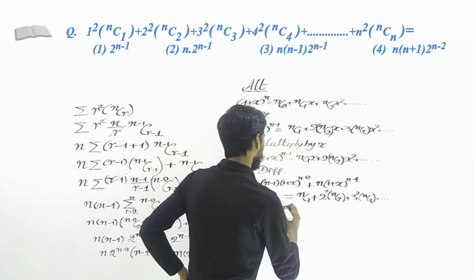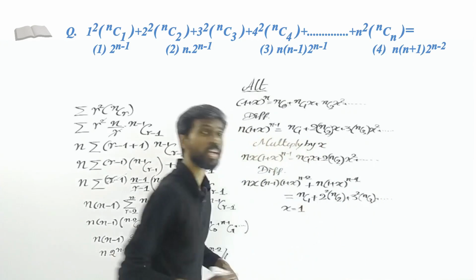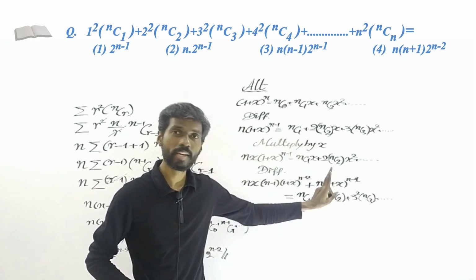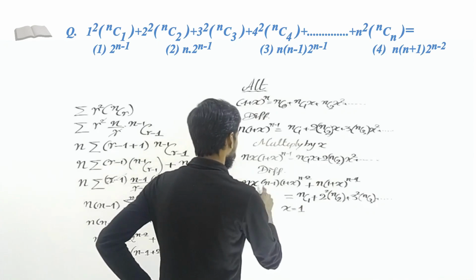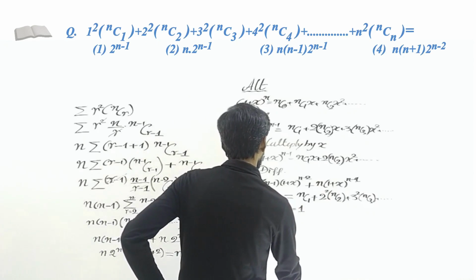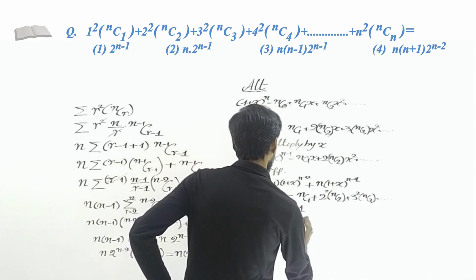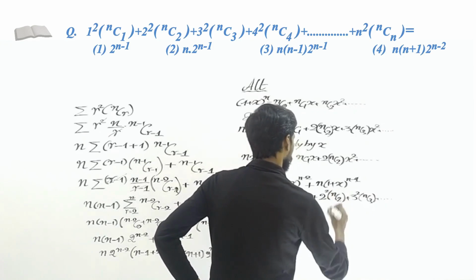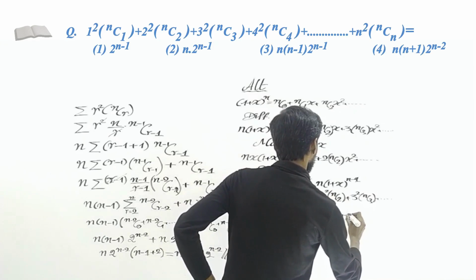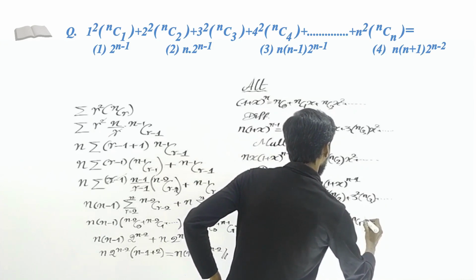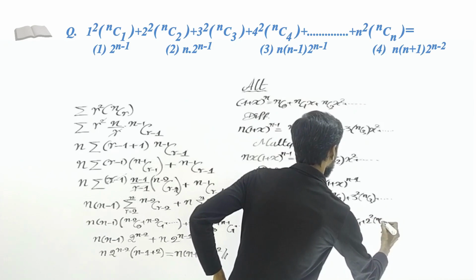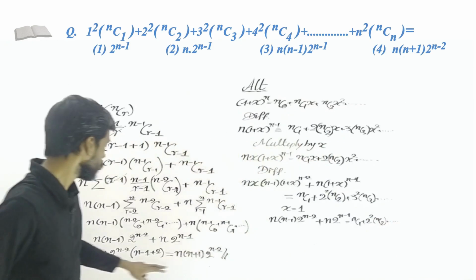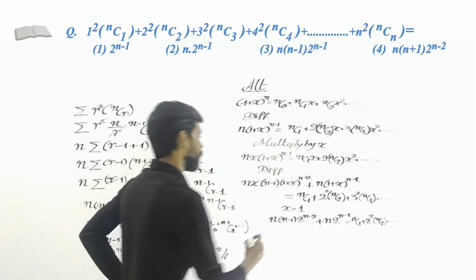Okay, so that's all. Now you substitute the value of x as 1 here, and we'll get our required answer: nC1, 2 square nC2, 3 square nC3, etc. So if you substitute x = 1, what do you get? n(n-1)2^(n-2) plus here also n 2^(n-1), that equals nC1 plus 2 square nC2 plus etc. So that's what we want, right? This is the same result as here. If you simplify this, you will get our required answer.